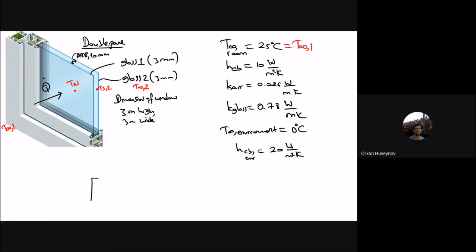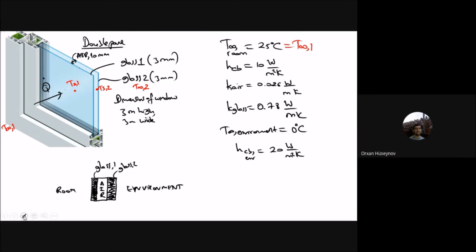So you have this glass, and you have the air here, and one more glass here. This one is glass too. This part is the room, and this part is the environment. Room, environment, glass 1, the air, and glass 2.